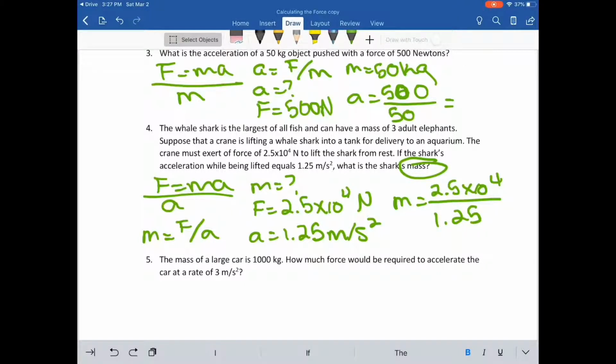Hopefully this helped you get an idea of what you needed to do and put you on the right track to make sure that you had the equations correct.